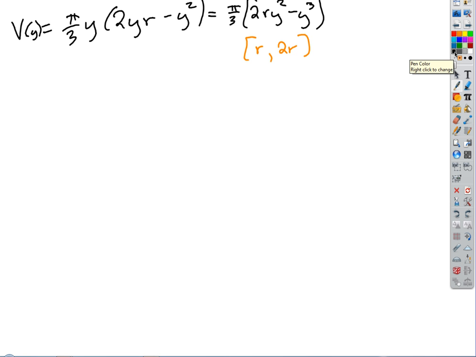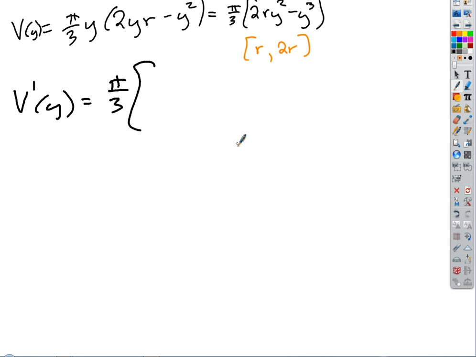Okay, so here's the function we're going to differentiate. What's the first derivative? That's probably the easiest place to differentiate right there. We've got the pi thirds out front, just a polynomial, isn't it? What are we going to get? 4 for our V prime. And I'll just put that pi thirds out front. So I'm going to get 4ry. Don't we need the product rule there? Do we? Oh, no, because r is not a variable.